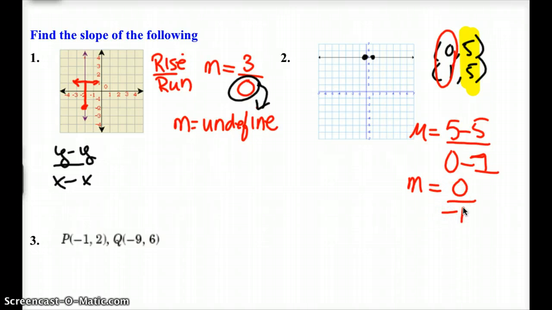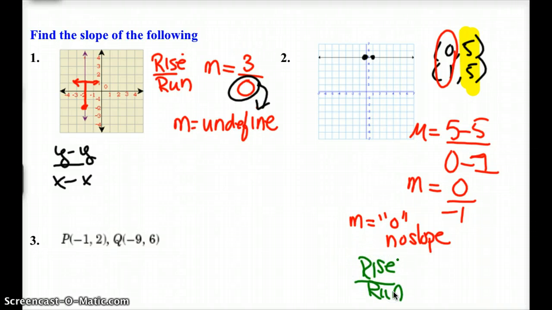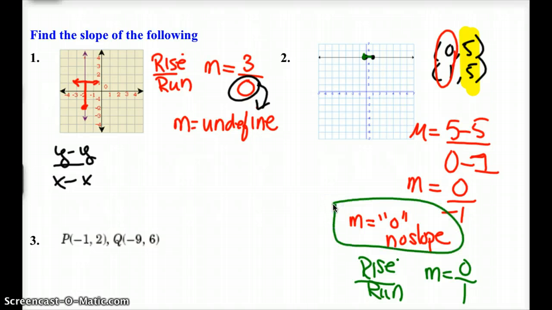When you get a 0 on the top, that is a 0 slope or no slope. And it's a horizontal line, see there? If I wanted to do my rise over run, you guys see here, I'm starting here, I'm not rising any, so my slope would be 0, and then I'm going to the right 1. So I'm getting a 0 on the top again. So then that slope would be no slope.